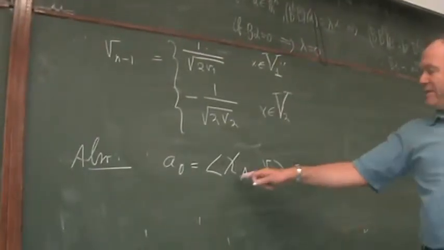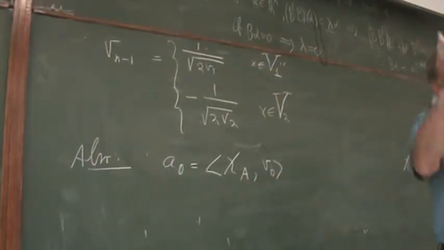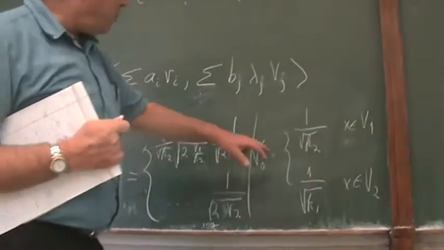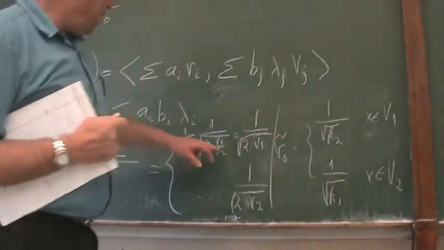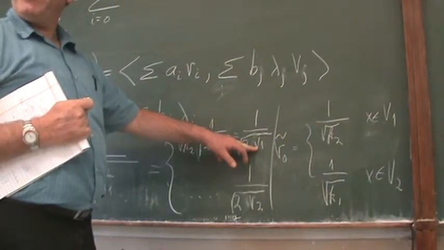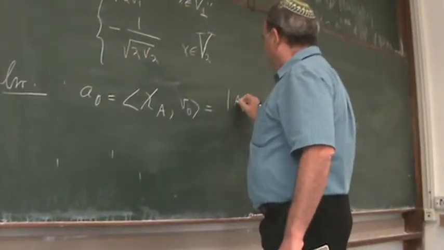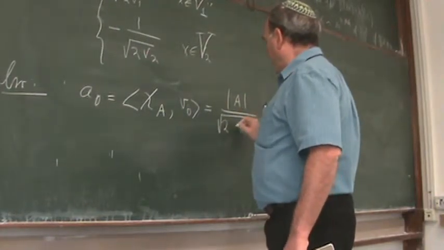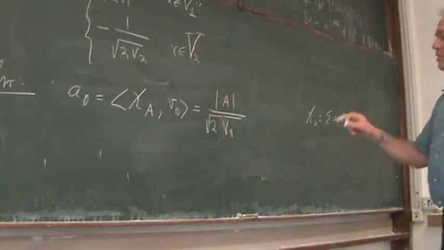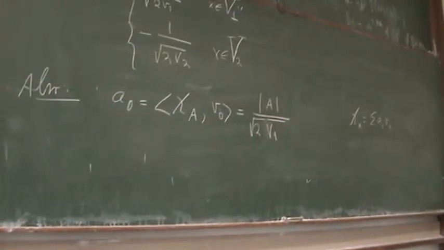Because what is A? A is the characteristic function of a set A, which sits on one side, on V1. Right? And I know the function v0. v0 is equal to 1 over square root of 2|V1| on V1. So if I take the inner product of it with chi A, this is simply |A| divided by square root of the size of V1. Don't get confused with the capital V1 and the small v1. Okay?